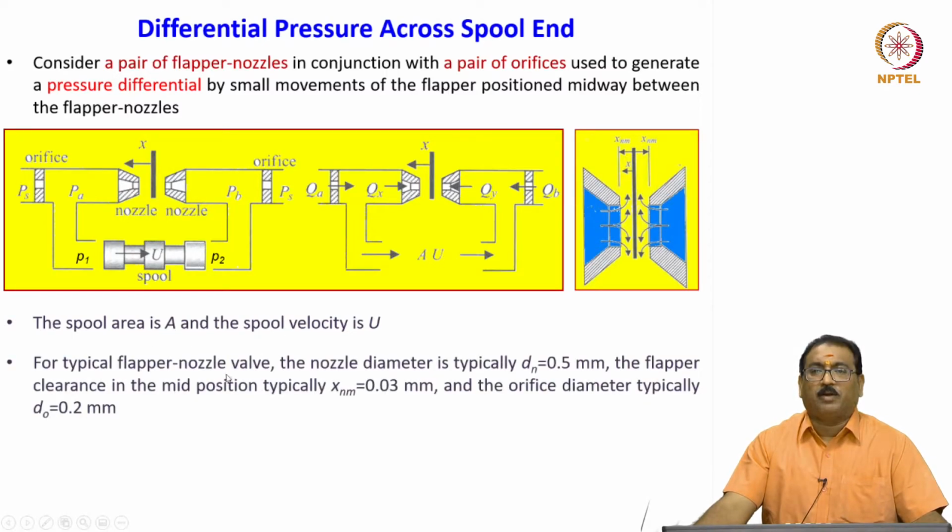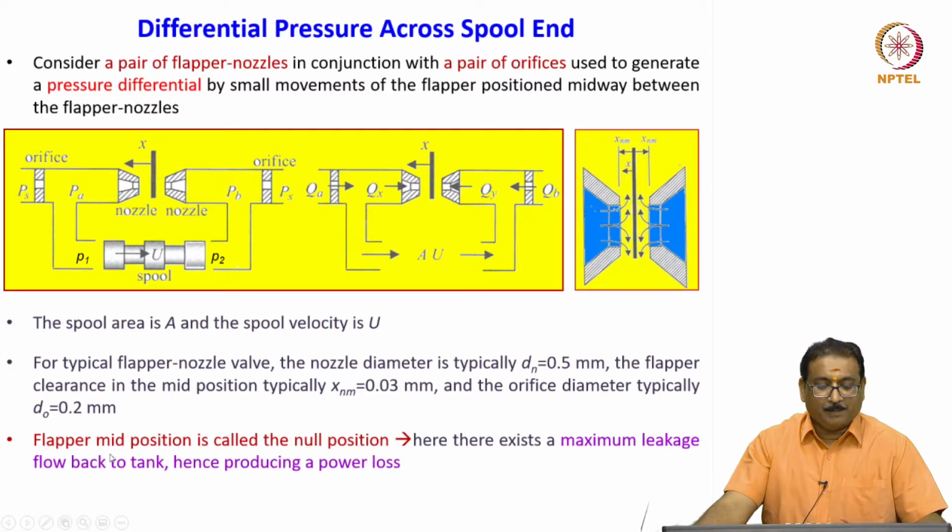For a typical flapper nozzle valve, the nozzle diameter is typically 0.5 mm, the flapper clearance in the mid position, xnm, is typically 0.03, and the orifice diameter is typically 0.2 mm. You will see the nozzle diameter and orifice diameters given. Flapper mid position is called the null position. Here there exists a maximum leakage flow to the tank and hence a power loss in the middle position.